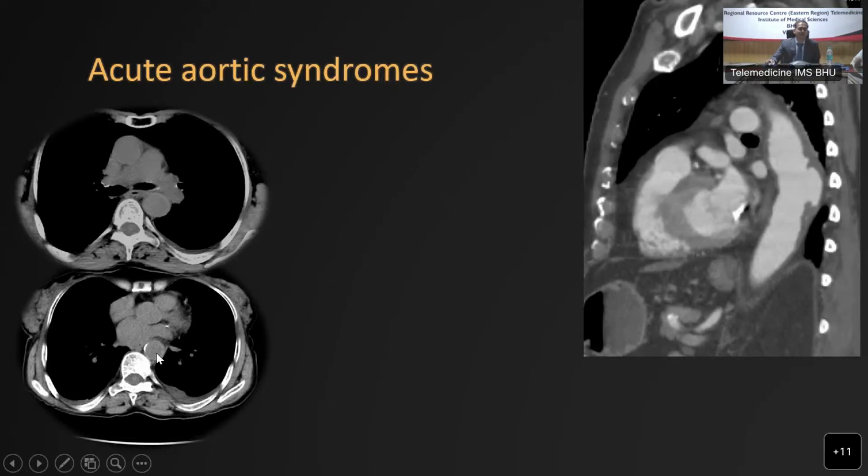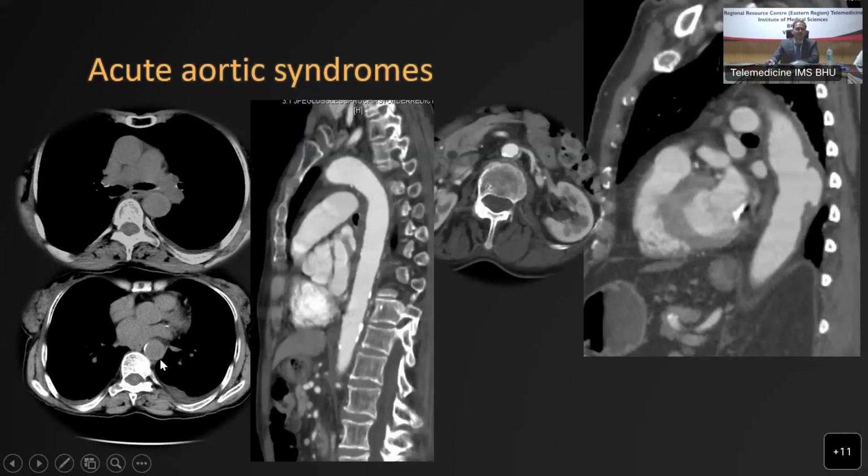Sometimes the hematomas can be very, very subtle. So we always acquire non-contrast images in patients who are presenting with any back pain or any chest pain. That's our default protocol, so we don't miss any intramural hematomas. Here is an example of a penetrating atherosclerotic ulcer. And in the setting of intramural hematoma, sometimes you have these findings here.